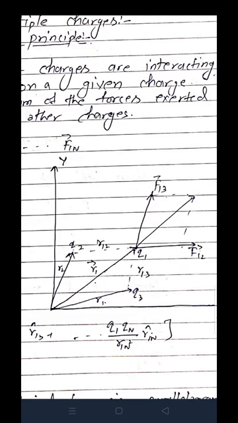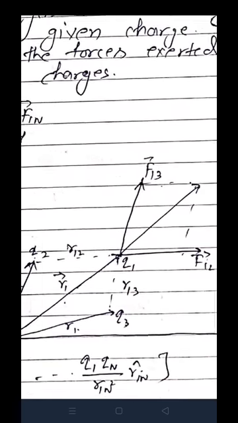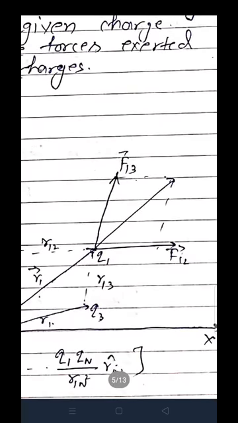As you can see in the diagram, charges q1 and q2 are both similar charges, so there will be a repulsive force on charge q1 due to charge q2, which is F12. Again, q3 and q1 are also similar charges, so there will be a repulsive force on charge 1 due to charge 3, known as F13. We can represent F12 and F13 as two adjacent sides of a parallelogram, and according to the parallelogram law of vector addition, the diagonal will give the resultant.